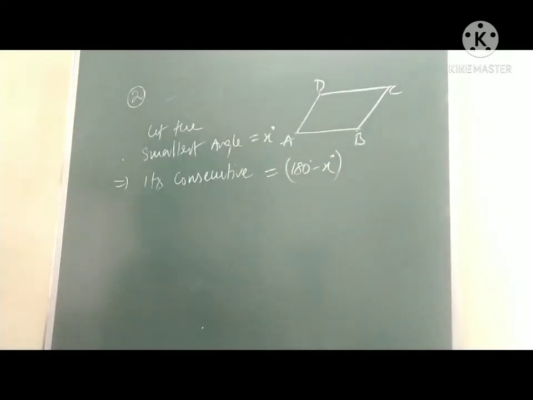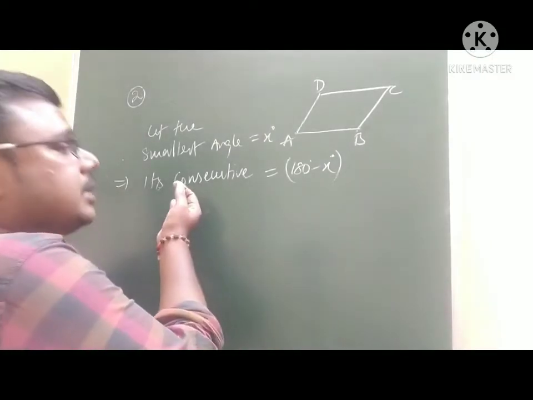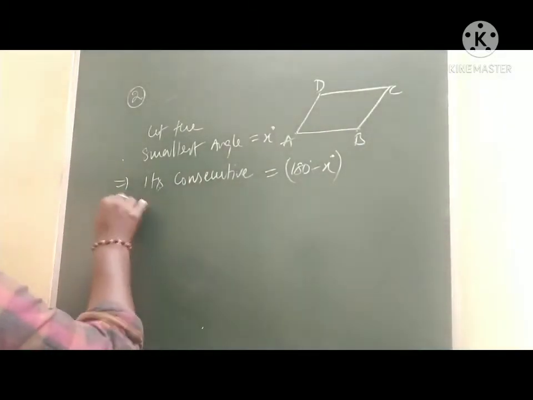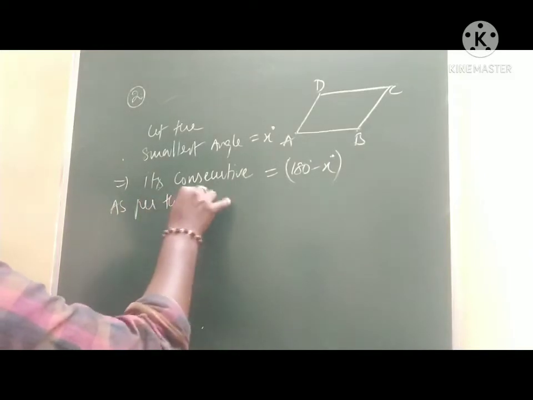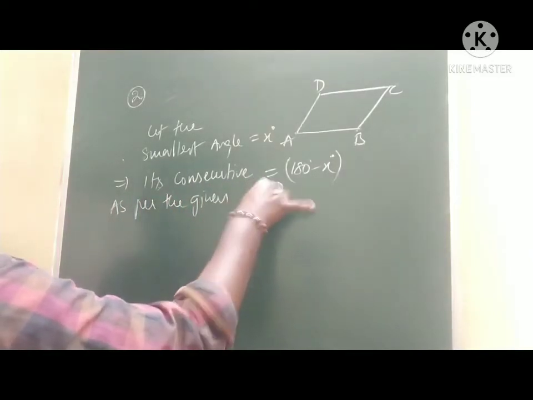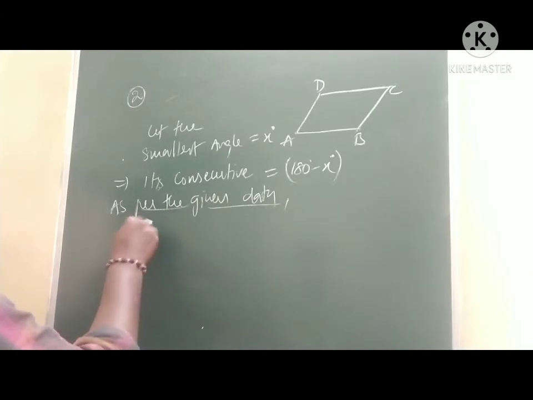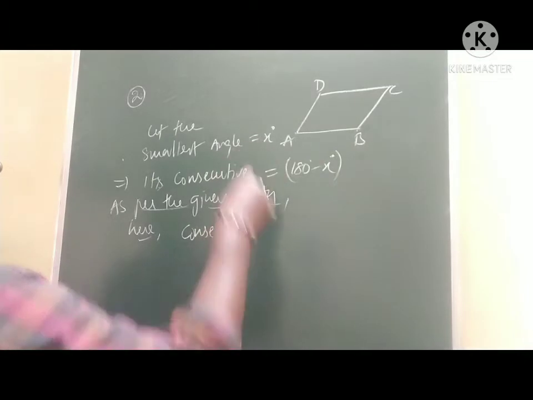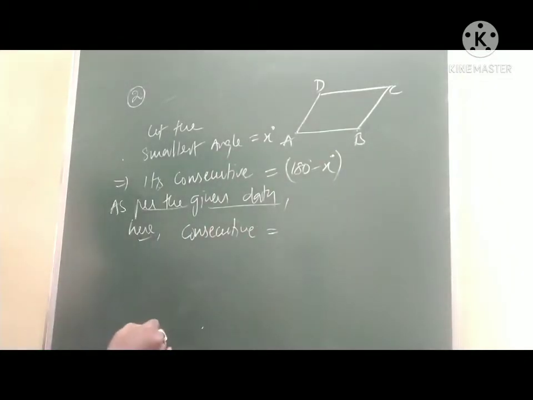So here what they are saying is that one angle is 24 less than twice the smallest angle. That means regarding the other angle, that is the consecutive angle, only they have given, as per the given data, my consecutive angle to this x will be, what they are saying, 24 less than twice the smallest angle.